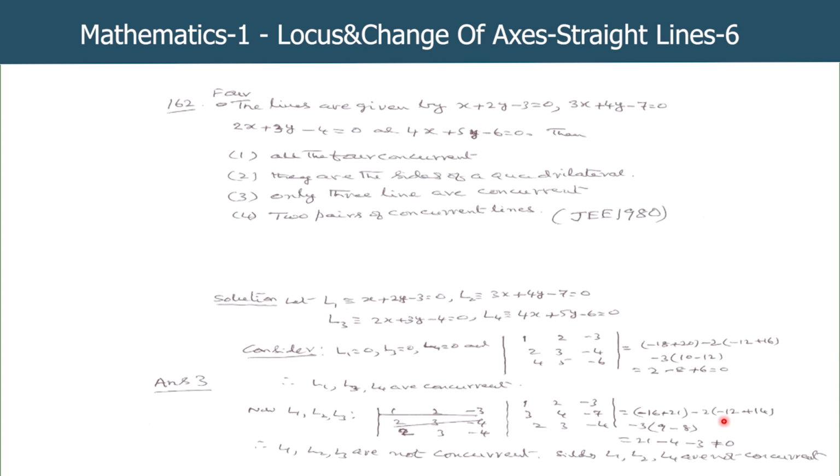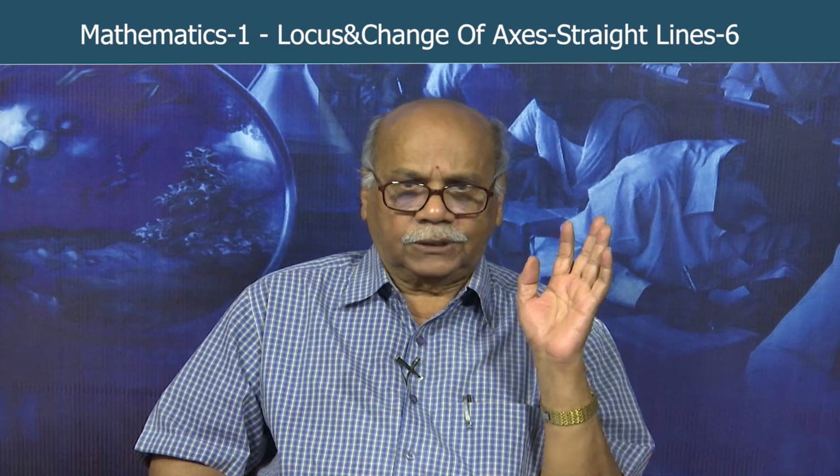So, because these are not concurrent, only 3 of the lines, L1, L3 and L4, are concurrent, and the remaining combinations of lines are not concurrent. So, the correct option is 3. Only 3 lines are concurrent. And this problem I told you already, JEE 1980. The other way is to find the point of intersection of every pair and check whether that point lies on the other 2 lines or not. That is the normal procedure.